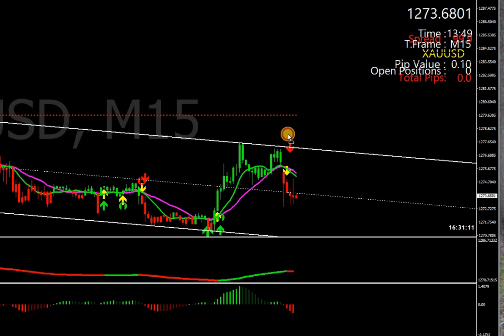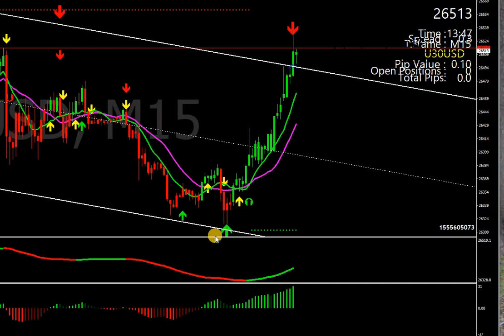Let me show you one more that I saw. Look at that one. See, a lot of people said I don't trade the Dow, which some of your brokers do have. But look at this move. See, the system works. It works.